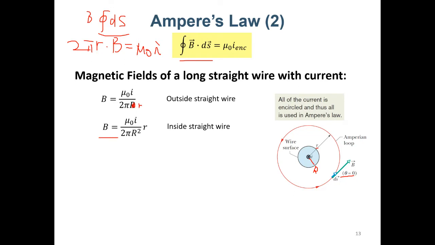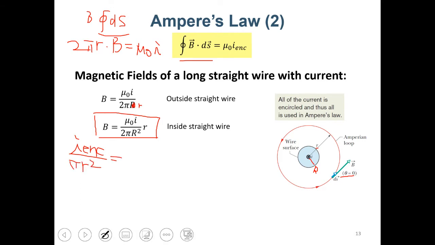But now we can also consider the B field inside the wire, and we can actually derive it using the Ampere's law. So I enclosed would be I over pi R squared equals I enclosed over pi r squared, which means that the total area of this cross section is pi capital R squared. So it has the total current I. And the I enclosed for the inside part.